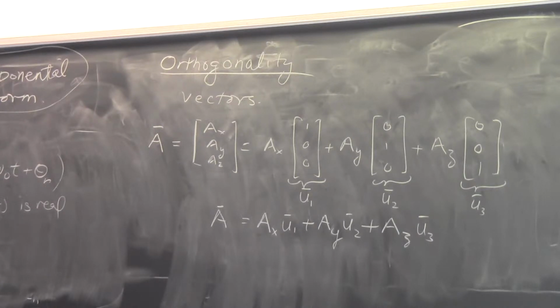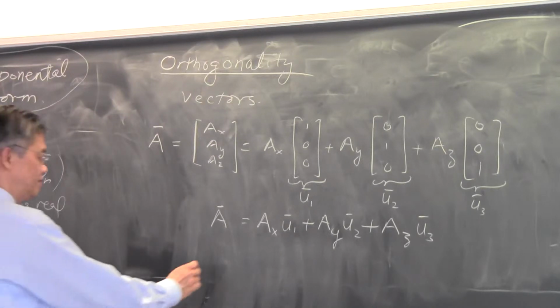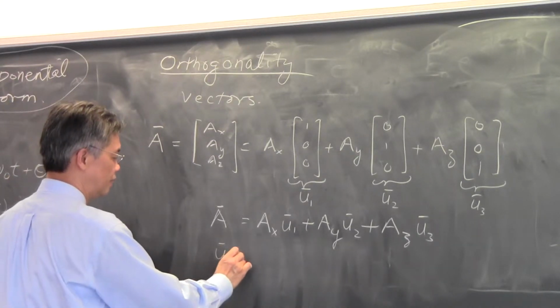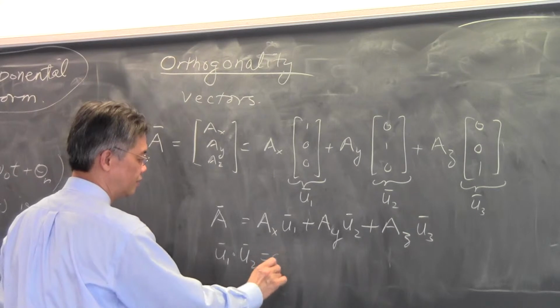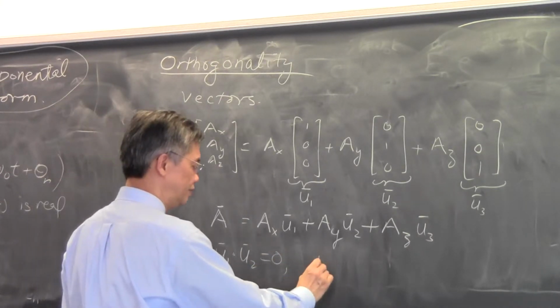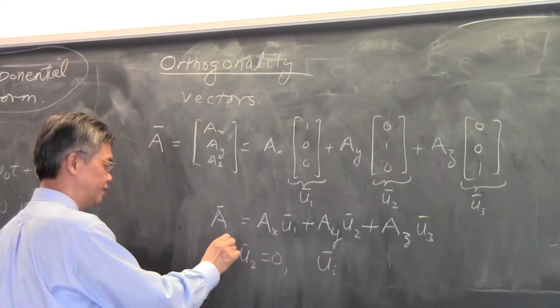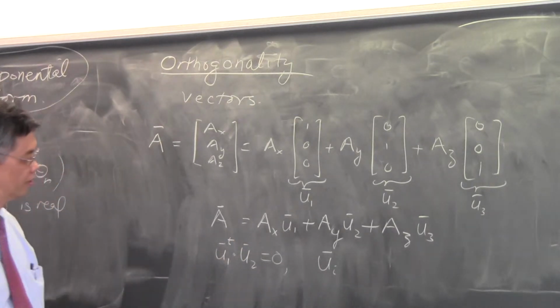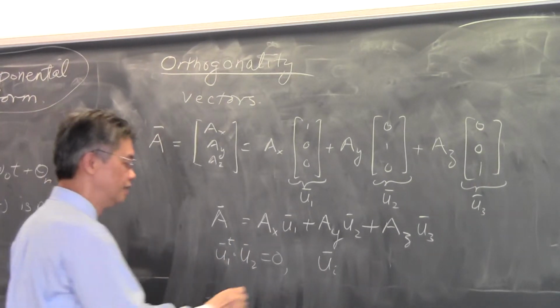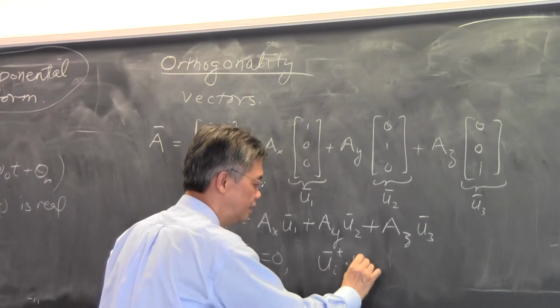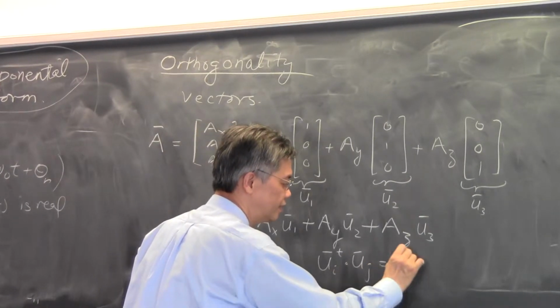They have length 1. What else do you notice about them? They are orthogonal to each other. That means that u1 dot u2 is equal to 0. In general, u_i transpose dot u_j is equal to delta_ij.